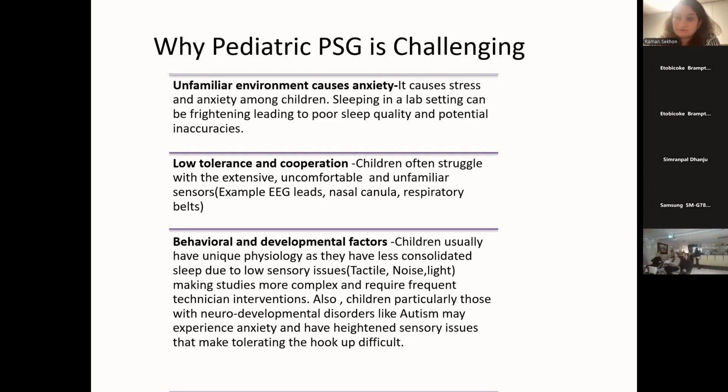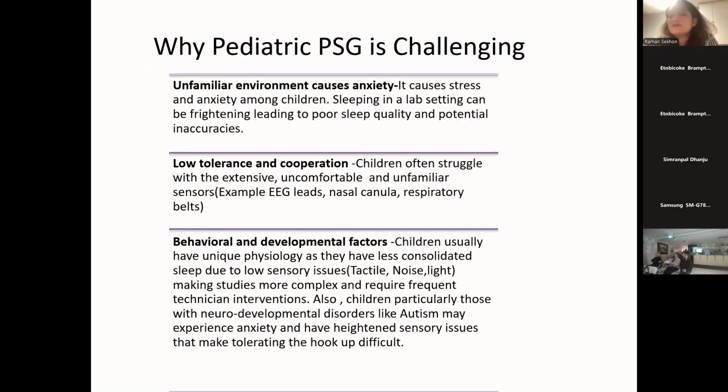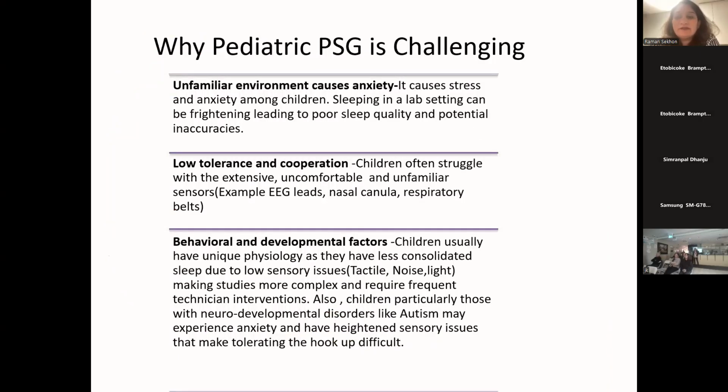Next is technical and physical constraints involving smaller anatomy. Especially with kids, they have small anatomy and small faces, so we have to deal with them accordingly. Children have less consolidated sleep, often requiring increased labor-intensive adjustment by the technicians during the night. High rates of cannula failure occur due to displacement, like they take out the cannula, or due to nasal secretions or mouth breathing, which is commonly seen in children.